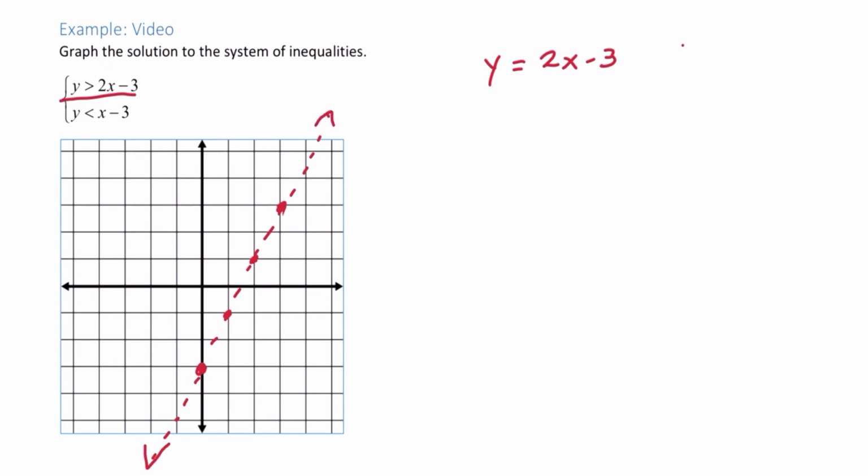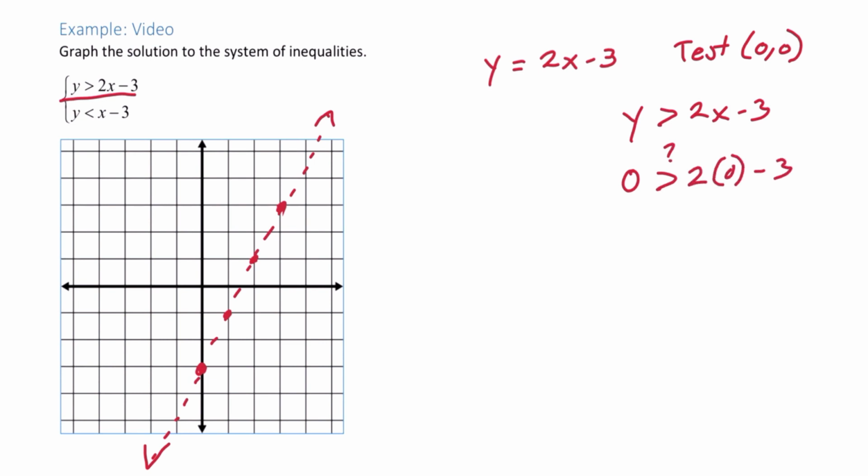And again, we want to choose a test point. Let's test 0, 0. We'll test in the original inequality. y is greater than 2x minus 3. So is 0 bigger than 2 times 0 minus 3? 0 is greater than negative 3. That's a true statement. Since we chose this point, the origin, and it was true, every point on this side of the red line is true. So we want to be to the left of the red, or you can think of it as above the red.